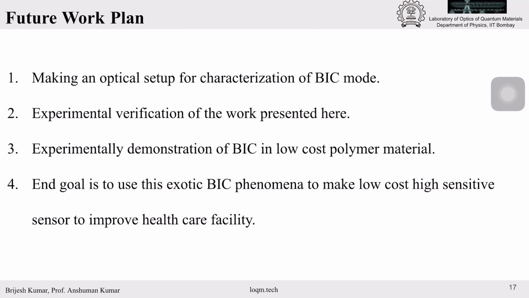The end goal is to use the exotic BIC phenomenon to make a low cost, highly sensitive sensor to improve healthcare facilities.